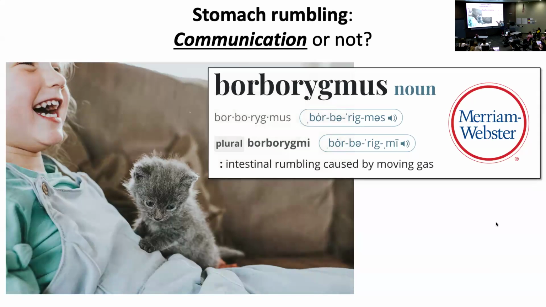So here's a funny word. I think it's borborygmus, which is stomach rumbling. Stomach rumbling is a very conspicuous sign of gastrointestinal health. Is it communication? Would you say stomach rumbling is communication?